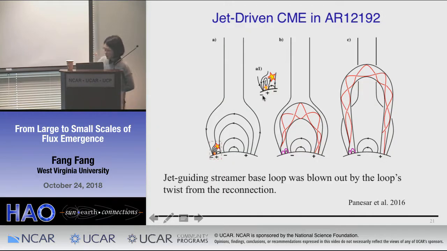Panesar and colleagues proposed this scheme for jet-driven CMEs, where emergent mini filaments start to form at the root of one of the magnetic flux loops, and they reconnect and transfer twist to the magnetic field here, which causes eruption of CMEs. But these CMEs are of smaller scale compared with regular, non-jet-driven CMEs. And so they proposed that this jet-guiding streamer-based loop was blown out by the loop's twist they got from the reconnection with this emergent field here.